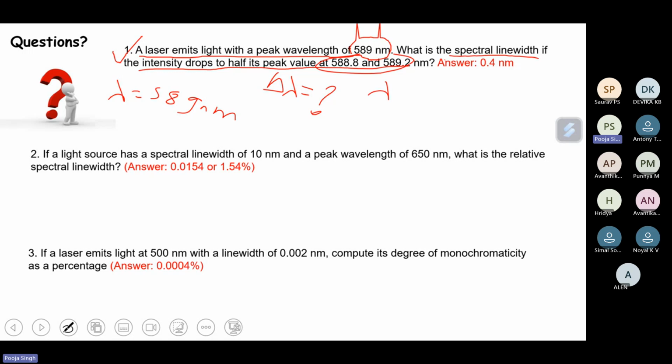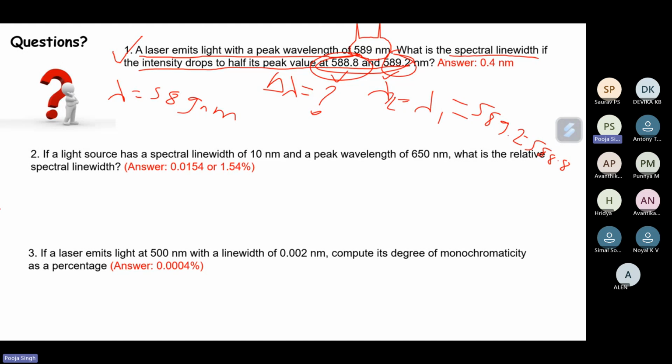588.8 means lambda 2 minus lambda 1. It is representing delta lambda. So the peak value is dropping at 588.8 and 589.2. So 589.2 minus 588.8. Okay, because lambda 2, lambda 1, we have a range of the wavelength. The maximum range of the wavelength is lambda 2 and the minimum range of the wavelength is lambda 1.